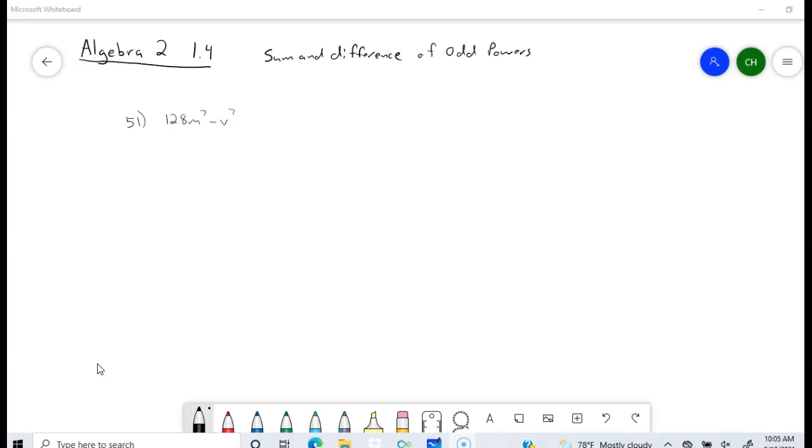So I know that I can rewrite this as 2m to the 7th minus v to the 7th. So now I've done my trick where both terms are to the same odd power. Okay? So now we're going to look at the formula, and I'll just give you a heads up, it ain't pretty.